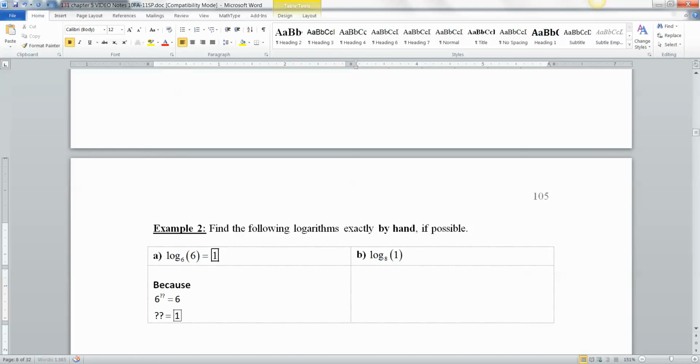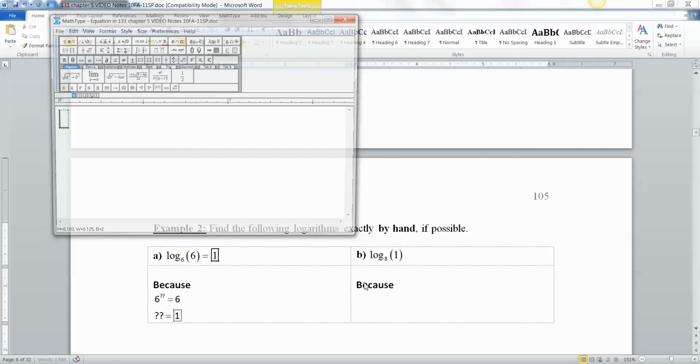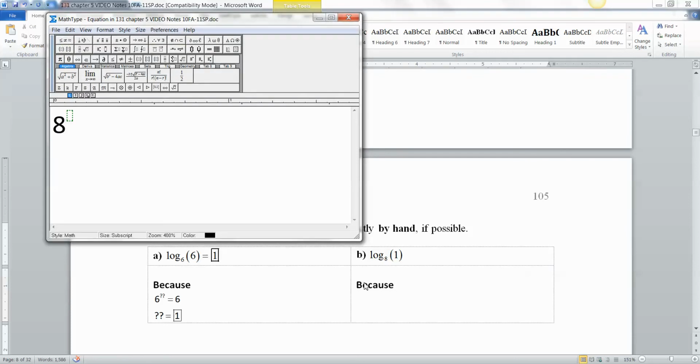All right, now what about this one? Let's see here. 8 to the what power would get me 1? 0. Anything to the 0 power is 1. So there we go. It's 0.